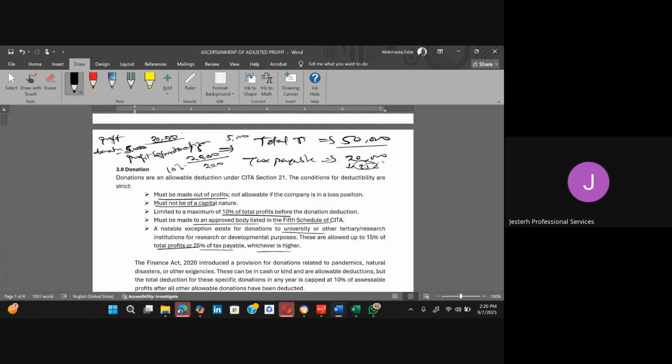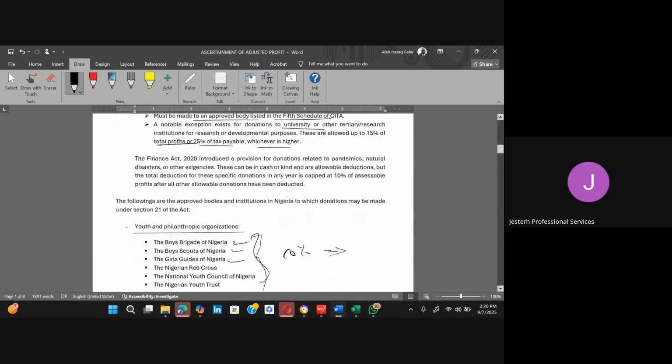But in the case of a tertiary institution, you are allowed to give up to 15% of your taxable profits, of your total profits, or the tax that we pay. If it is going to be on the tax payable, it has to be 25%. So anything above that 25% should be disallowed. This is what we are saying here.